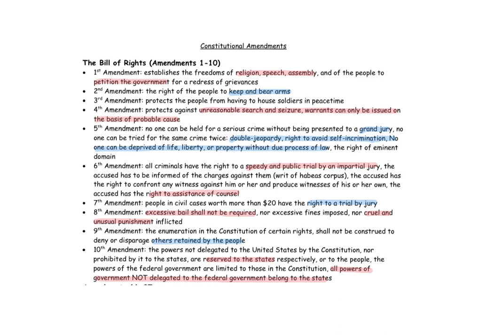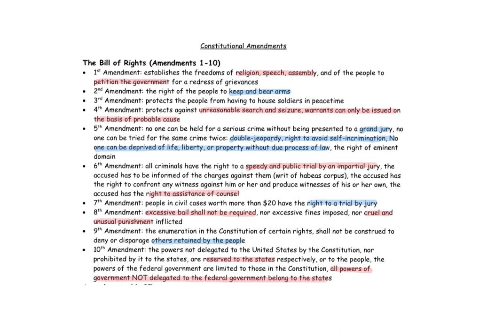The 8th Amendment, again, similar sort of arena. Excessive bail shall not be requested. So bail should be, in theory, proportional to the crime that has been committed, but also that it's affordable for an individual and it's not set at an unreasonably high amount to deny somebody the right to be bailed. But it also talks about cruel and unusual punishment.